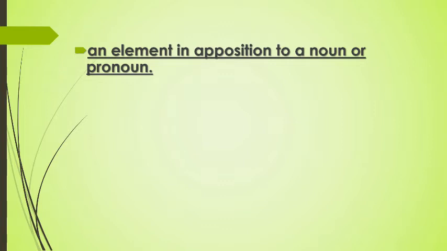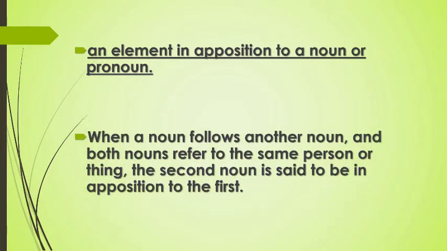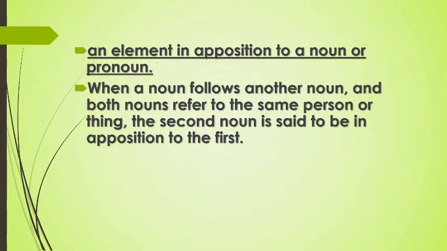A noun clause also functions as an element in opposition to a noun or pronoun. When a noun follows another noun and both nouns refer to the same person or thing, the second noun is said to be in opposition to the first. A noun clause doing the work of a noun is therefore in opposition to the noun it describes.